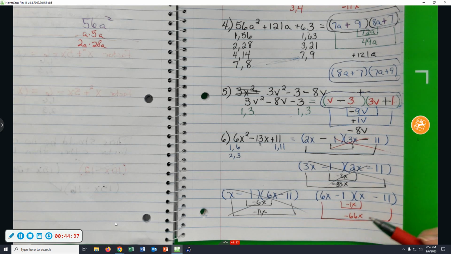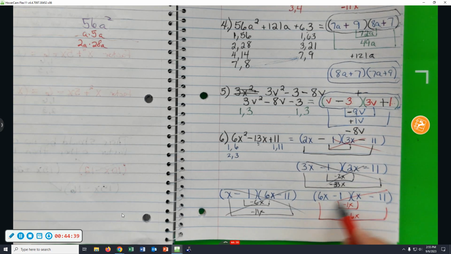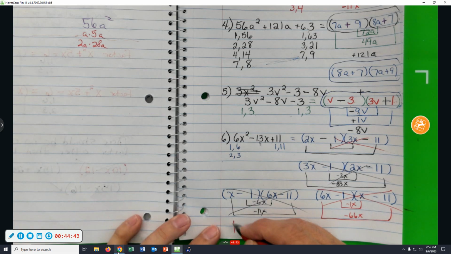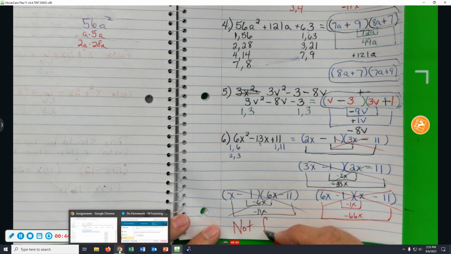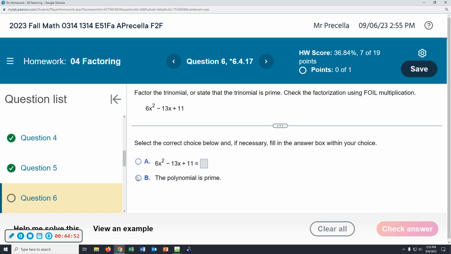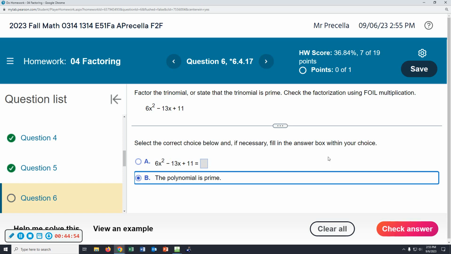So all of that, and can this thing be factored? No. We come back over here. I like it to say not factorable, but sometimes it'll say prime. It means the same thing. There it said prime. Click. Okay, prime.